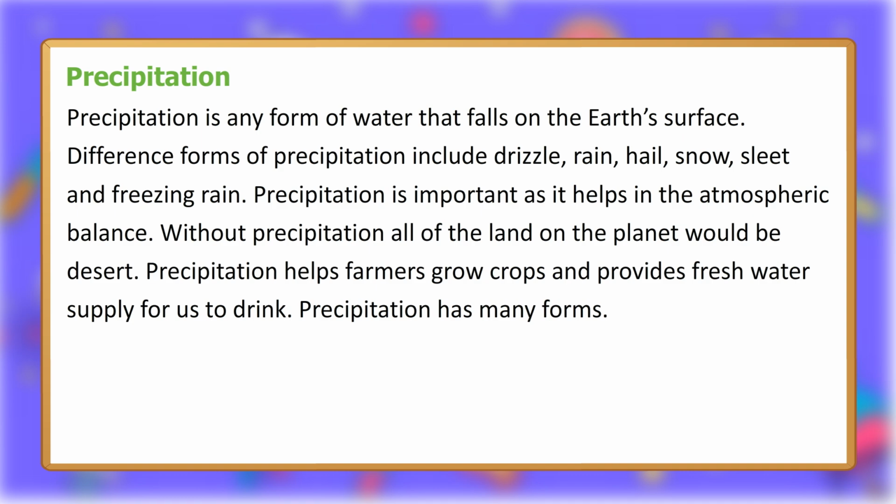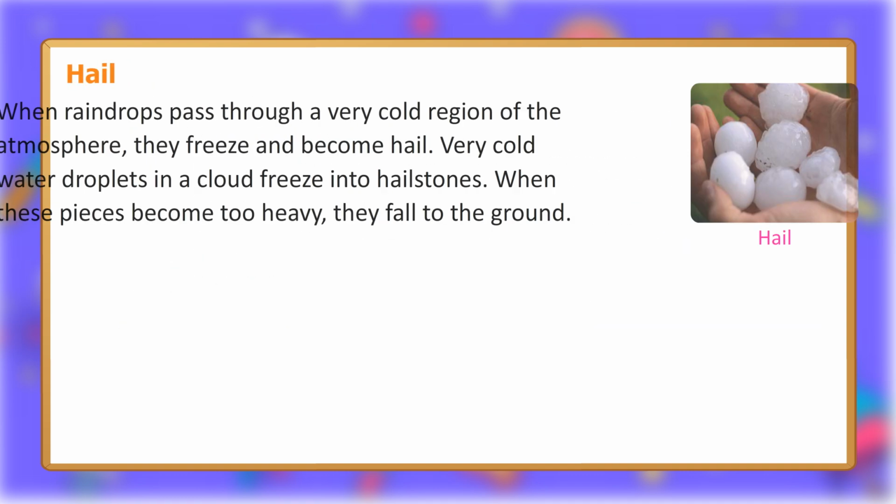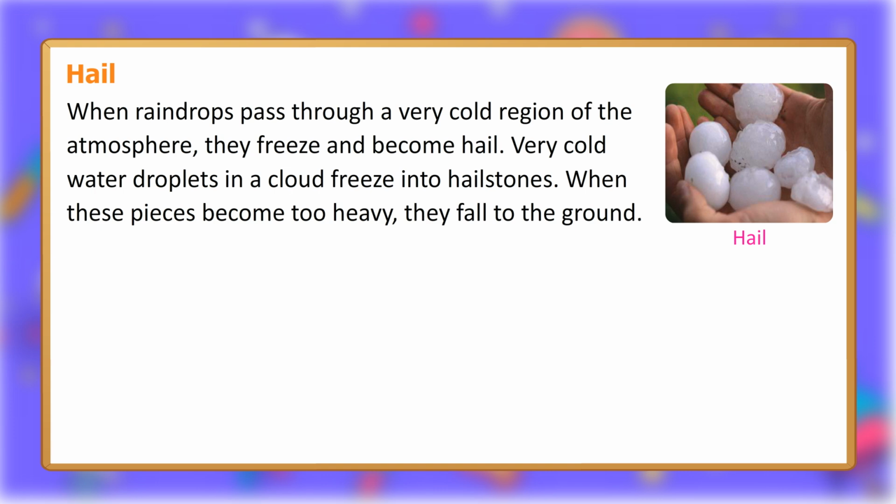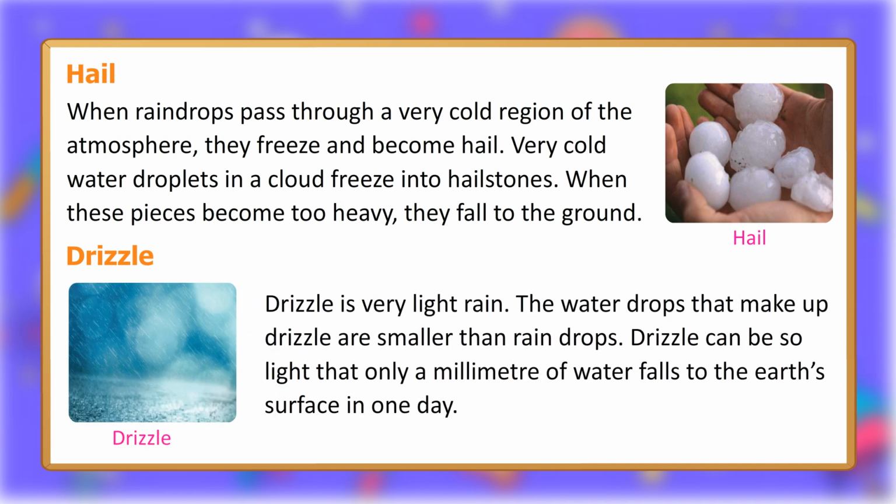Precipitation has many forms. Hail. When raindrops pass through a very cold region of the atmosphere, they freeze and become hail. Very cold water droplets in a cloud freeze into hailstones. When these pieces become too heavy, they fall to the ground. Hail. Drizzle. Drizzle is very light rain.